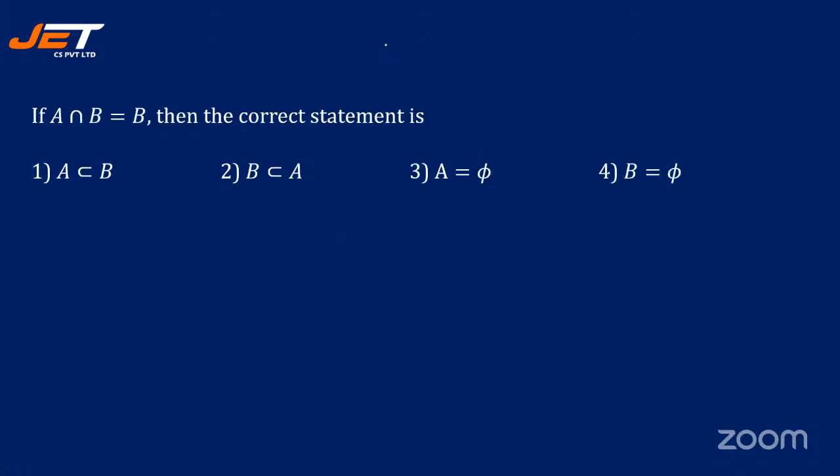See the next question. If A intersection B is B, then the correct answer is dash. A is a subset of B. B is a subset of A. A is not equal to null. A is equal to null set. B is equal to null set. So here they say A intersection B is B, which means B is a subset of A.